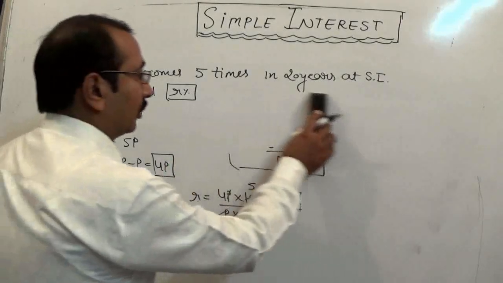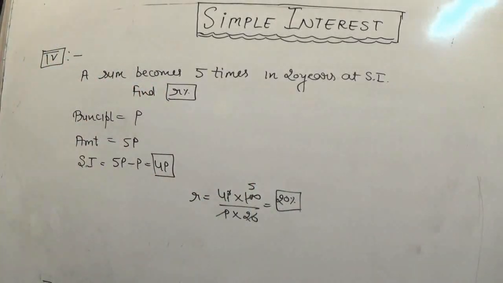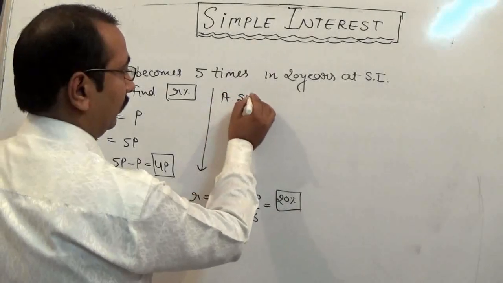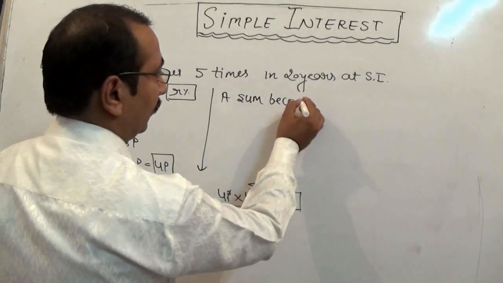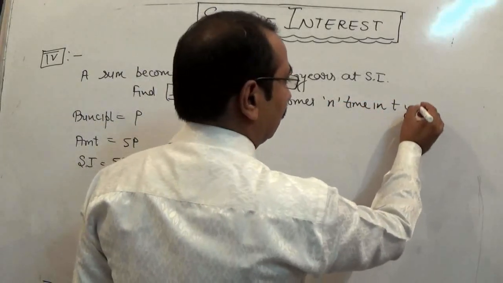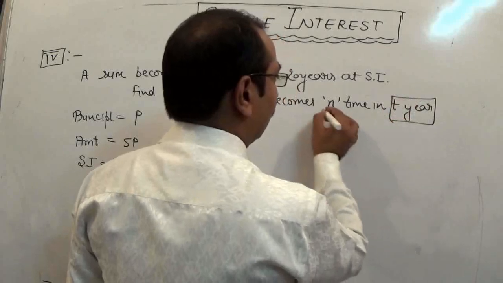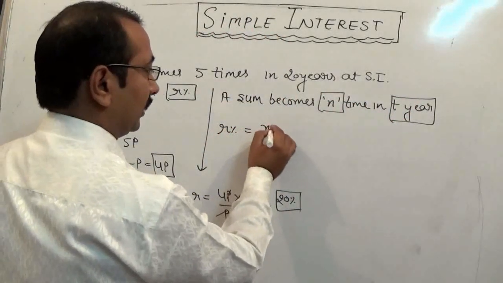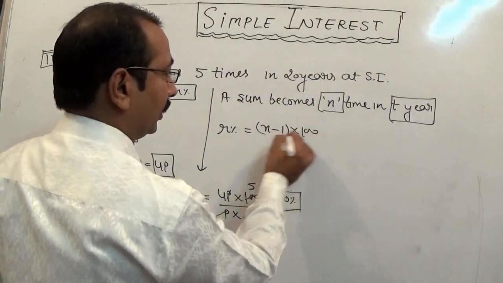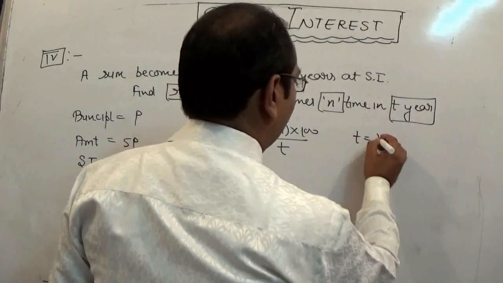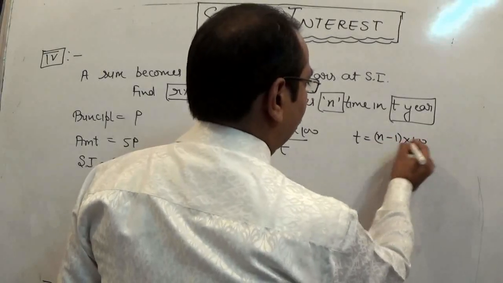We can have a very small shortcut formula for these types of questions where a sum becomes n times. So I can compare it with a sum becoming n times in T years. If I have to find the rate of interest, this is (n minus 1) into 100 upon T. Or if I have to find the time when the rate of interest is given, my formula would be T equal to (n minus 1) into 100 upon R.